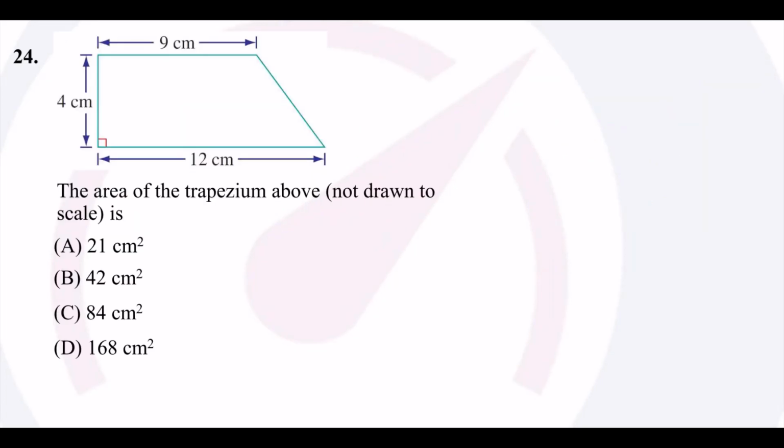Question 24 says, area of the trapezium above, not drawn to scale, is... Now we know the formula for the area of a trapezium, and remember you have the formula sheet now on the multiple choice paper. Sometimes I don't remember to highlight it, so for some formulas you can go on your formula sheet to help you to remember. Alright, so we have A is equal to half opposite sides A plus B, and the opposite sides will be this and this. So these are the opposite sides, 9 and 12, times H, and the H is our perpendicular height.